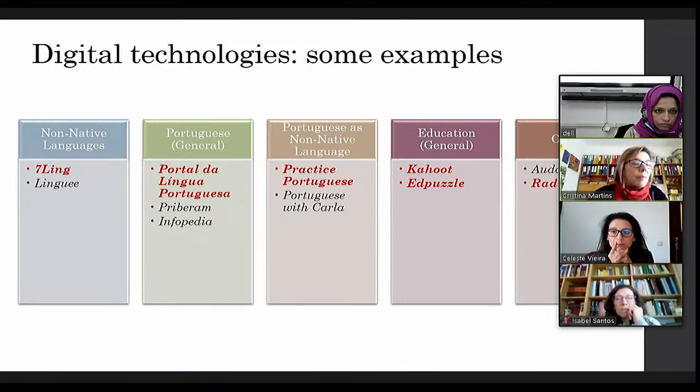A good and well-known example of this category is Lingui. For example, we chose 7ling to illustrate it, since 7ling is a new app for smartphones created by the consortium of partner universities of the Excelling project.